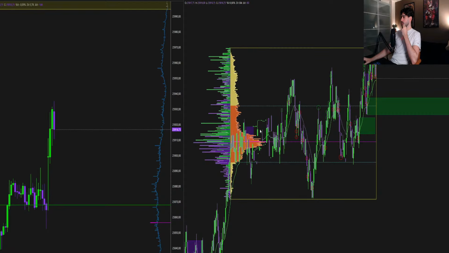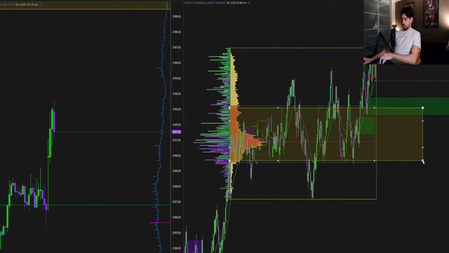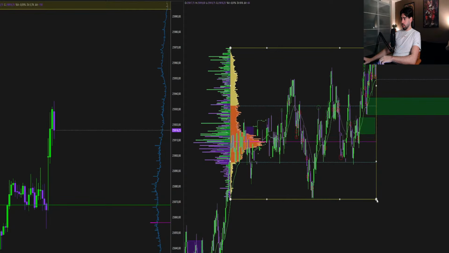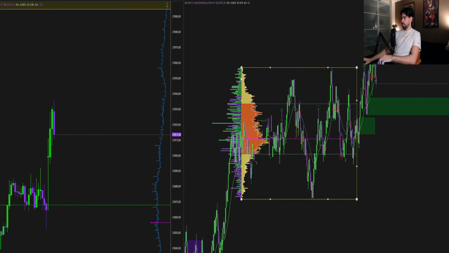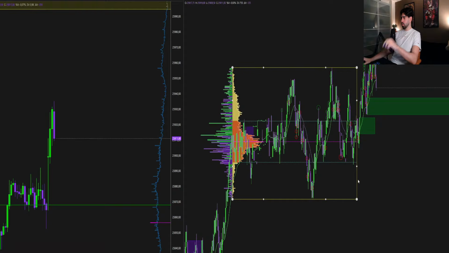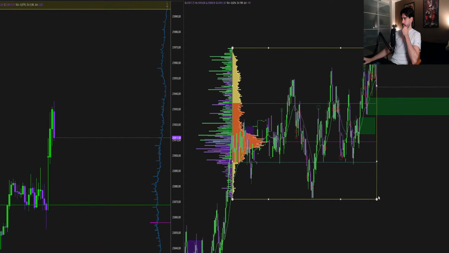This is interesting. The majority of the volume is down here, whilst we are pushing up. If I take this zone, okay, now it's developing.